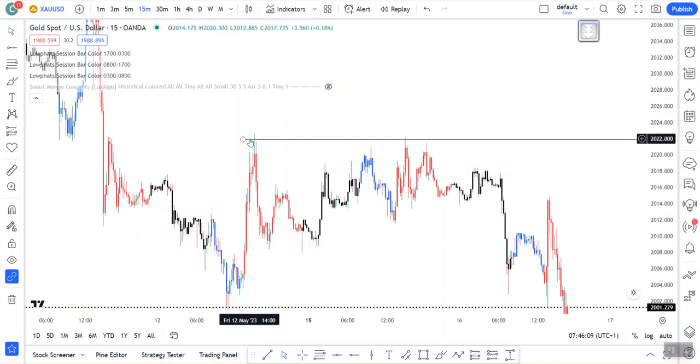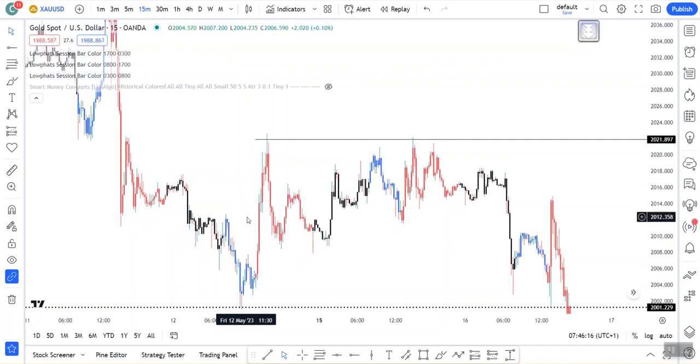If you look at this area now, this is a US session. The US session opened here, went down here, then pushed up to this place, and then rejected at this zone, and then went down.